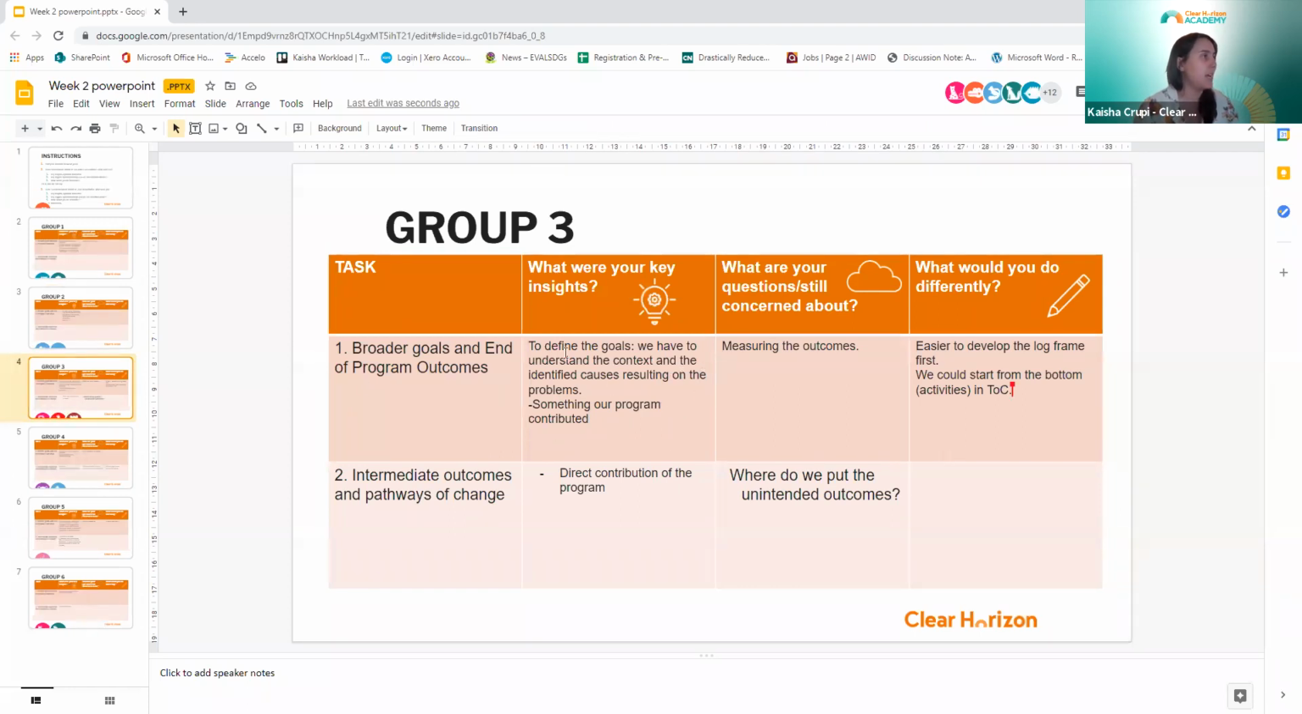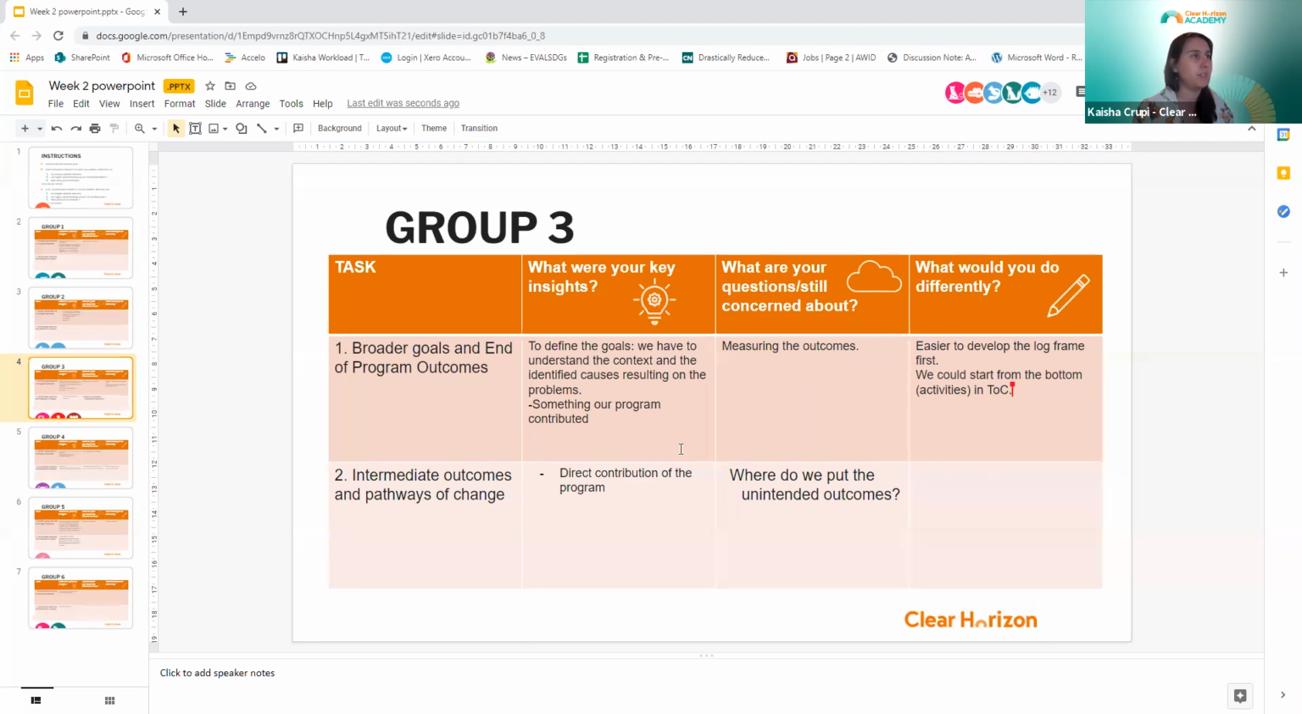So group 3, to define the goals, you have to understand the context and identified causes, absolutely, resulting in the problems and something that your program contributes to. Yeah. So any questions on measuring the outcomes? I might leave that for a couple of weeks. I know that might be a bit tricky to hold on to that information, but we will come to talking about measurement in 2 weeks' time.